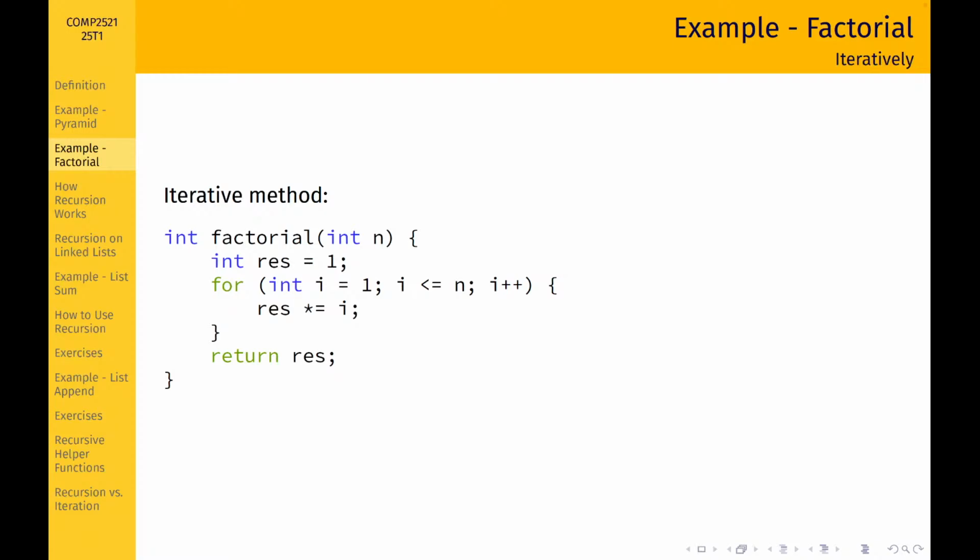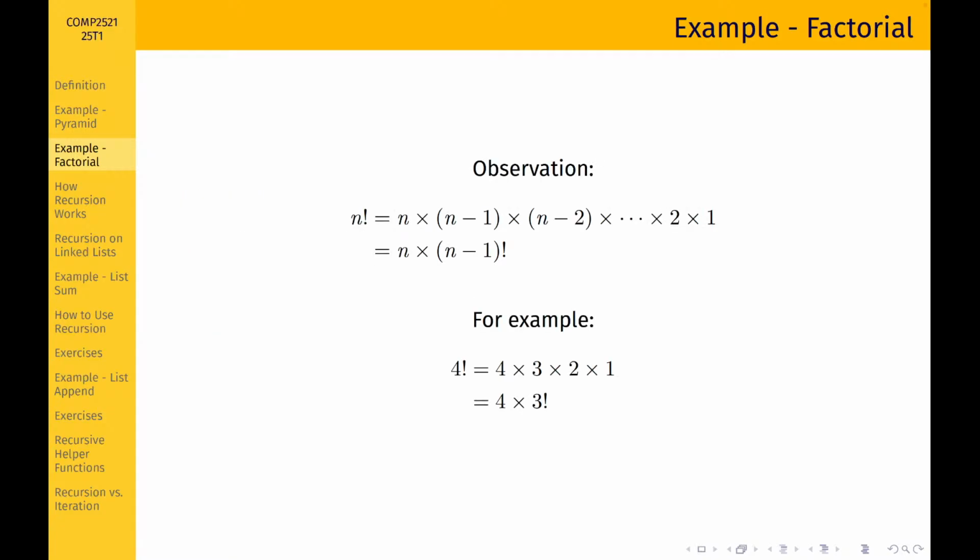But we can also implement factorial recursively. In order to implement it recursively, we need to make an observation about how we can express factorial in terms of a smaller factorial. If you write out the definition of factorial, you might notice something. n factorial is n times n minus 1 times n minus 2 all the way down to 1, but this part of the formula is just n minus 1 factorial. So that means we can express n factorial in terms of n minus 1 factorial. An example of that is 4 factorial: 4 times 3 times 2 times 1, and that's equal to 4 times 3 factorial.